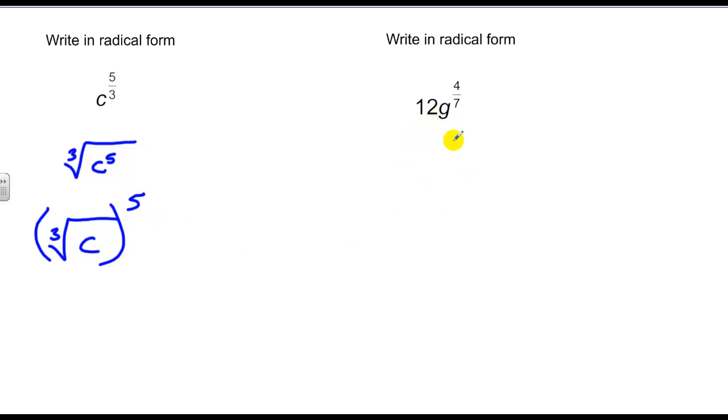Likewise, in this case I have 12g to the 4/7. The question is, 4/7 is attached to what? The 12, the g, or to both? Well, in this case it's only attached to the g because the 12 has an unwritten power of 1 on it. So this is 12, and then that's multiplied by the 7th root of g to the 4th.